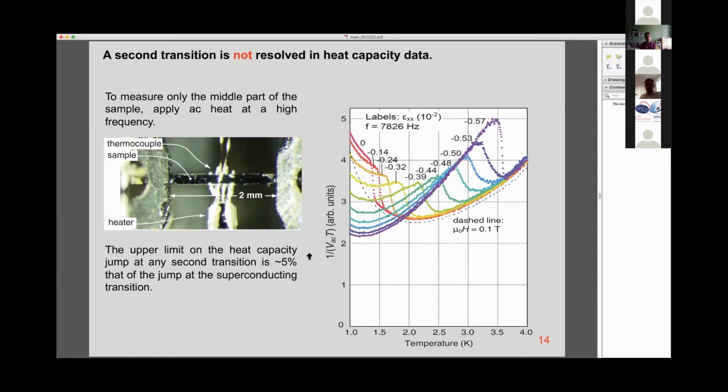Another experiment performed in Dresden is AC heat capacity. So the essential experiment is here. Here's the essential setup. Here's our bar of strontium ruthenate. There's a heater attached to the middle of the sample, and then also a thermocouple. And by applying the heat at a very high frequency, the temperature oscillations are confined only to the center of the sample. So here now is data versus temperature.